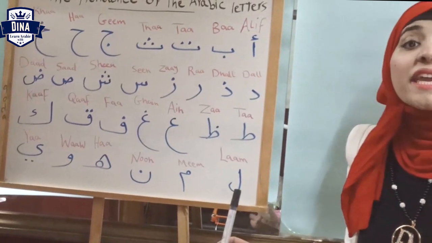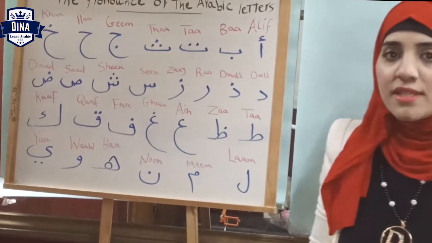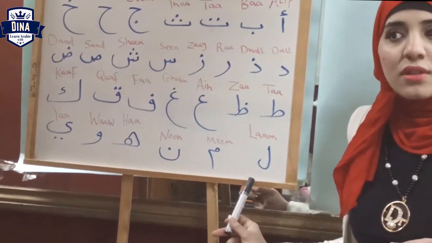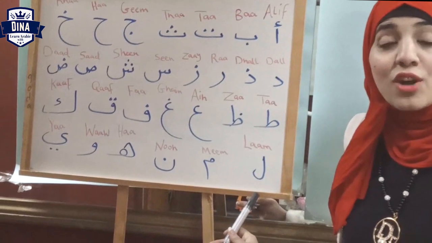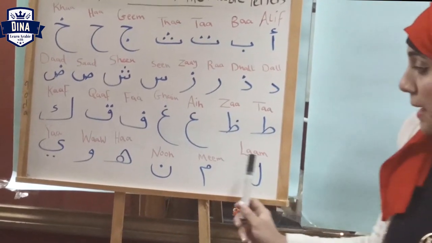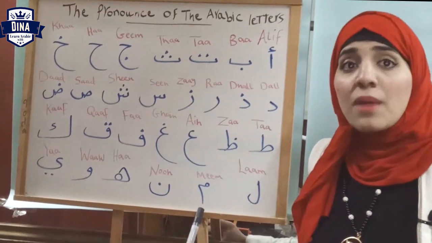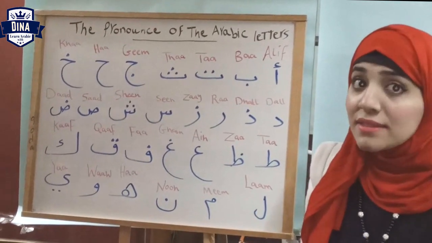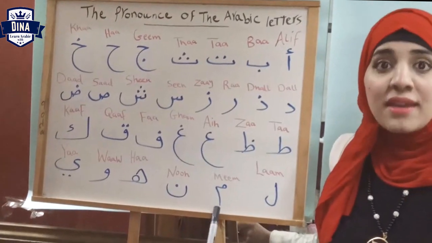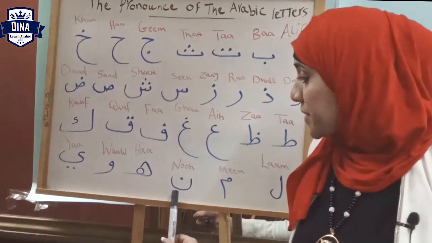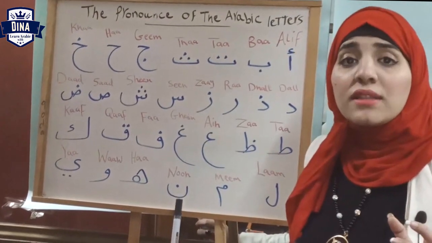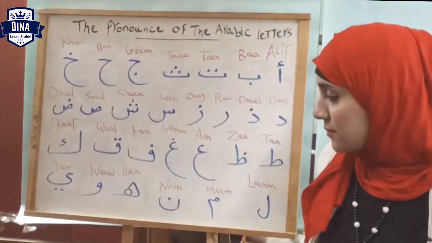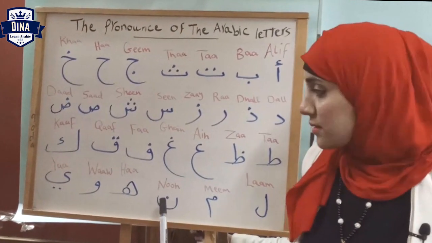Lam sound in Arabic equals L in English. When I say lemon, L, lemon. Or lion. Mim sound in Arabic equals M sound in English. When I say man, mim, man. Noon sound in Arabic equals N in English. When I say normal, noon, normal.